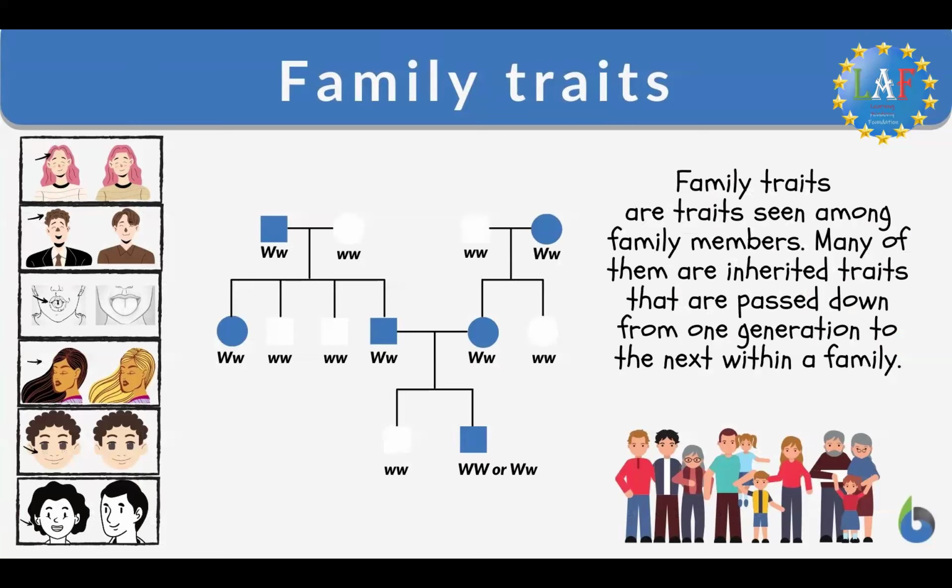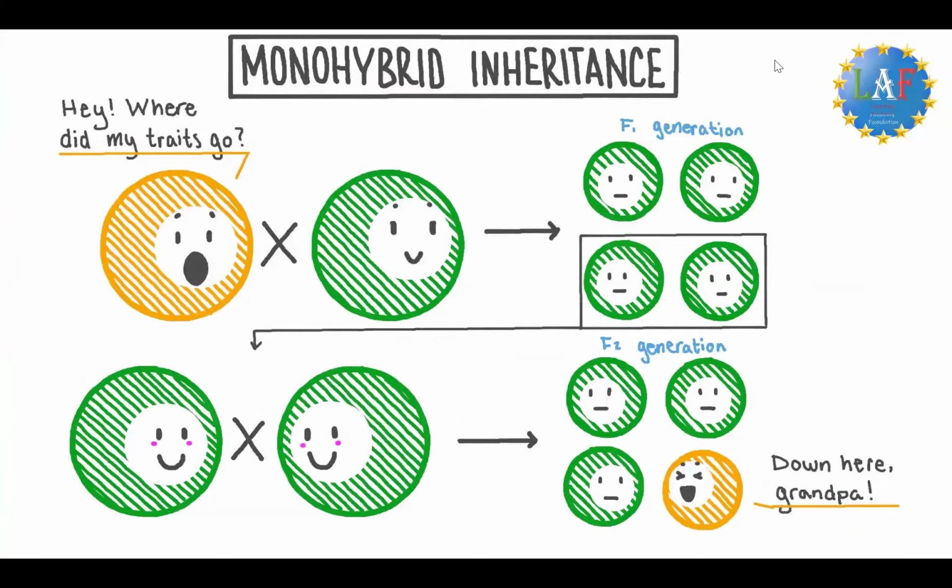These terms help us understand how traits pass from one generation to the next. Family traits are traits seen among family members. Many of them are inherited traits that are passed down from one generation to the next within a family. To explore inheritance, scientists often carry out genetic crosses.